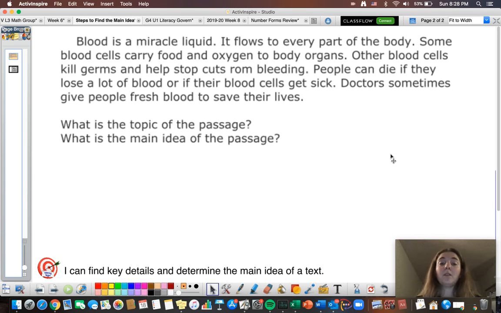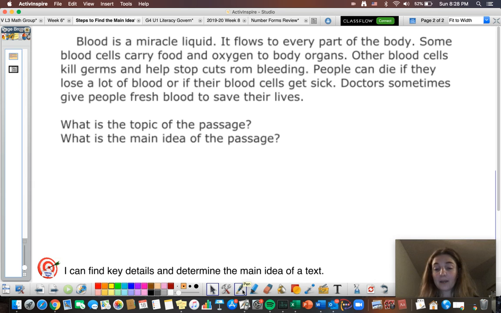Blood is a miracle liquid. It flows to every part of the body. Some blood cells carry food and oxygen to body organs. Other blood cells kill germs and help stop cuts from bleeding. People can die if they lose a lot of blood or if their blood cells get sick. Doctors sometimes give people fresh blood to save their lives. So now we're going to answer the questions. What is the topic? And what is the main idea?